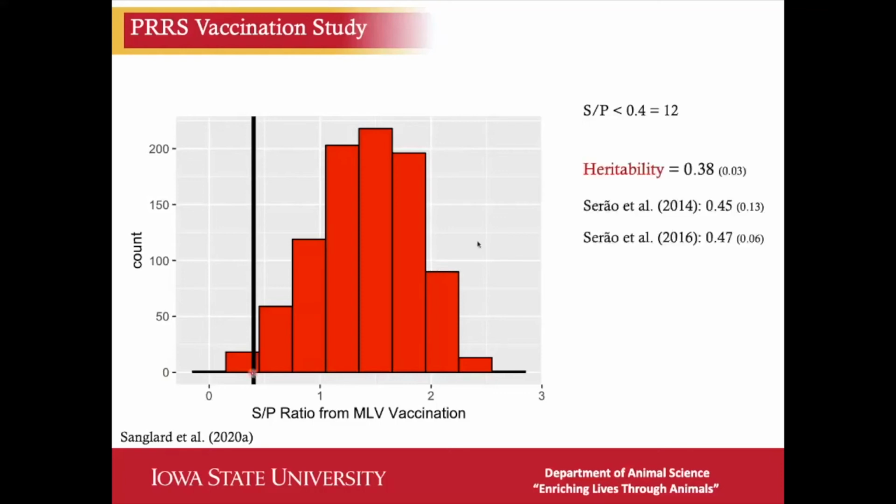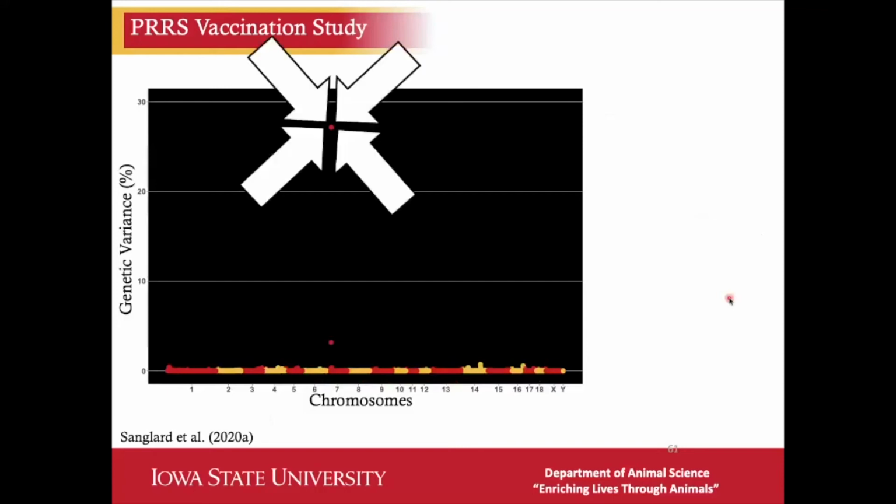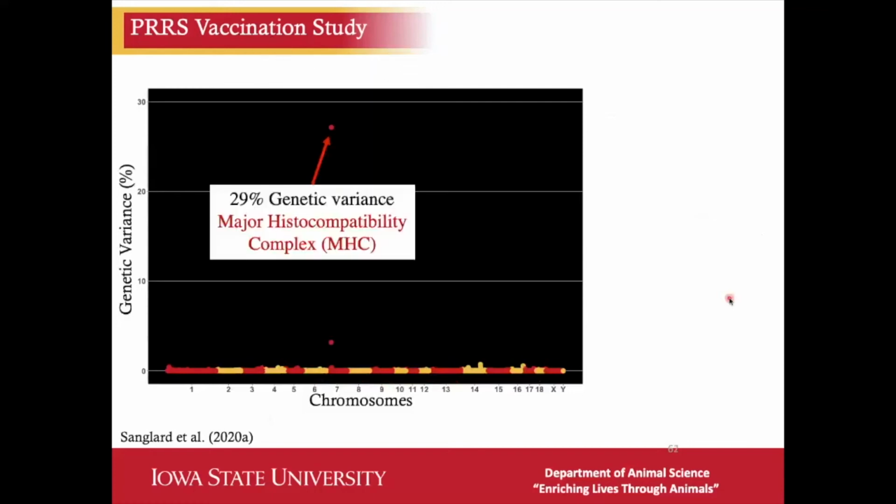And we got moderate to high heritability of 38%, a little bit lower than the other two, but still very substantial. We performed the same genomic scan, and this one is a bit cleaner, but as you can see here, there is a dot there. And this is, again, the major histocompatibility complex region, the MHC. But this time it explains actually 30% of the genetic variance.